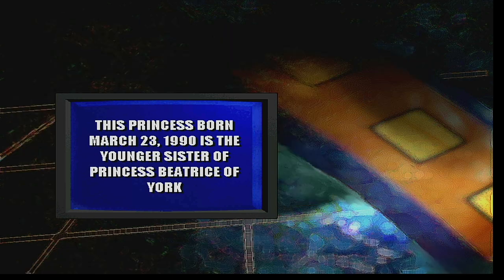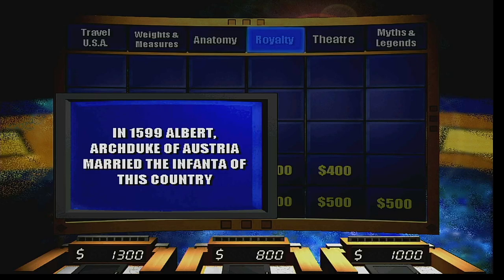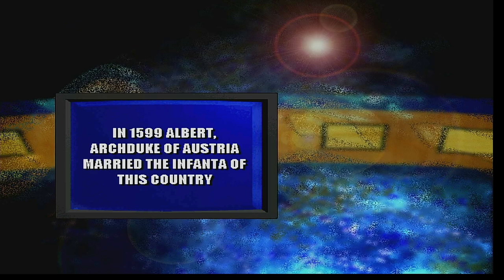Who is Eugenie? Yep, that's correct. In 1599, Albert, Archduke of Austria, married the Infanta of this country. Player three: What is Spain? Correct.